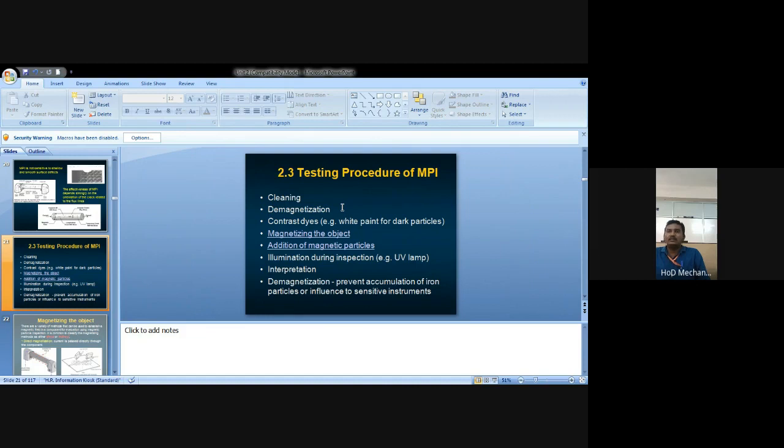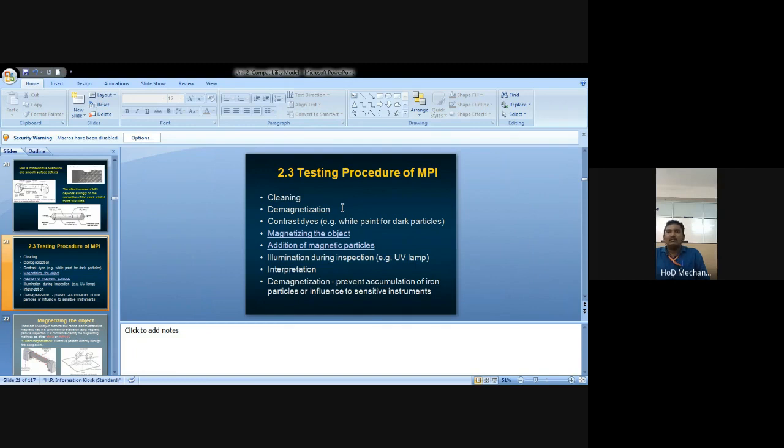The third one is contrast dyes. Example, white paint for dark particles. And the next process is that we have to magnetize the given object or testing specimen. The first one is cleaning. Some surfaces have oil or grease or corrosion, so we have to clean the top surface of the given testing specimen. And the second one is demagnetization. The third one is contrast dyes.